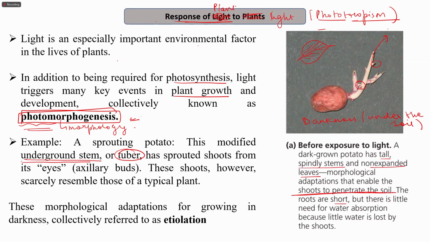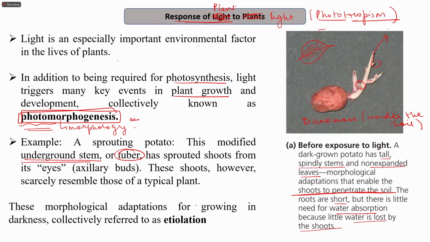The roots are short, but there is little need for water absorption, because little water is lost by the shoots, as they are present inside the soil. Therefore there is less loss of water, and due to this, there is less requirement of water absorption. So these are the morphological adaptations that the potato has undergone.